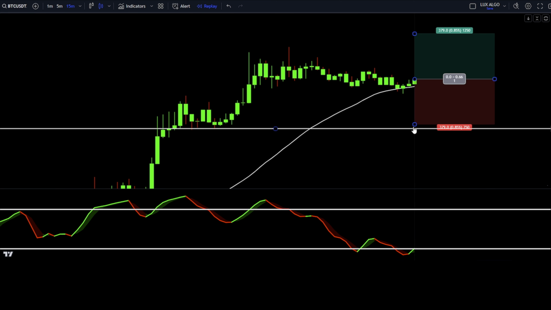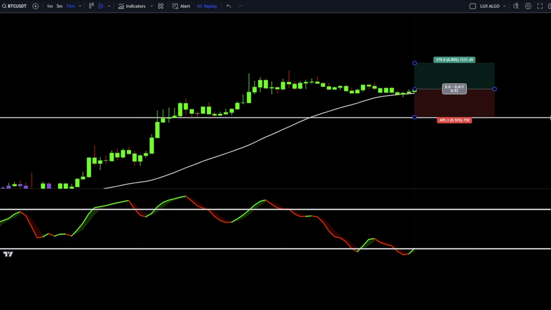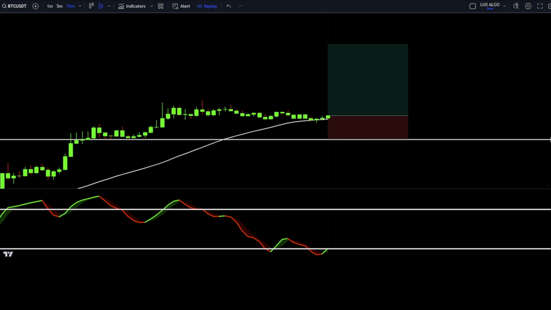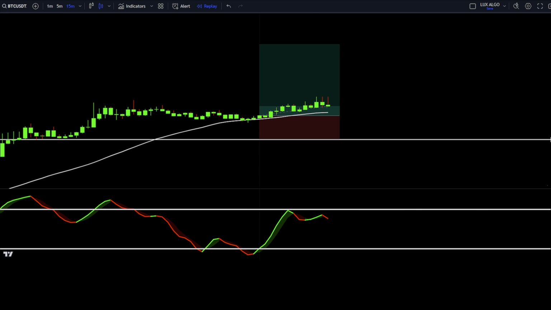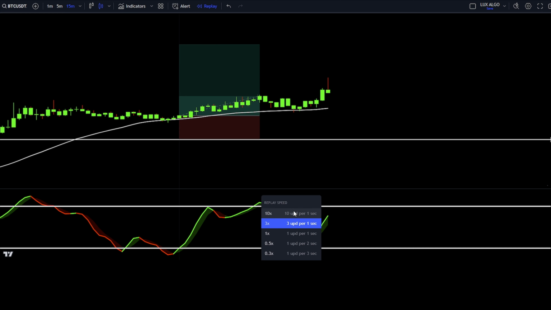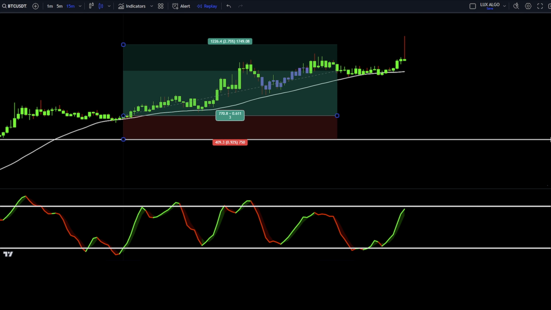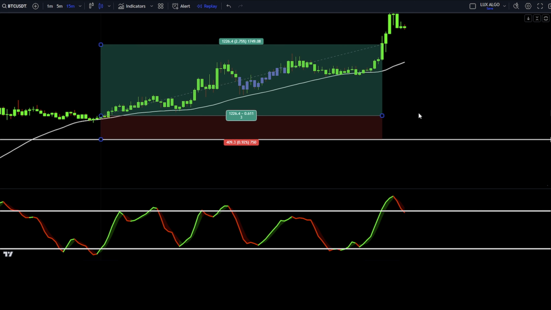Third, for the confirmation, we want to check the oscillator. We want to see the hyperwave line go down and cross below the 40 level, which is this horizontal line right here. In our chart, it does this, so all our rules for a long entry are met. We put our stop loss, which is like a safety net, below the lowest point the price went recently. And for our take profit, we are targeting a 1-to-3 risk to reward ratio.